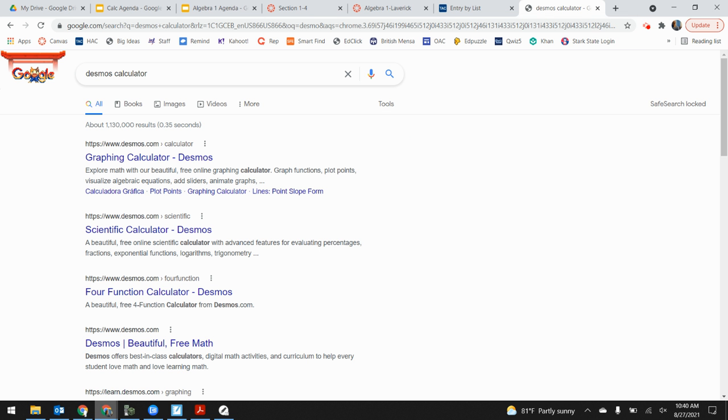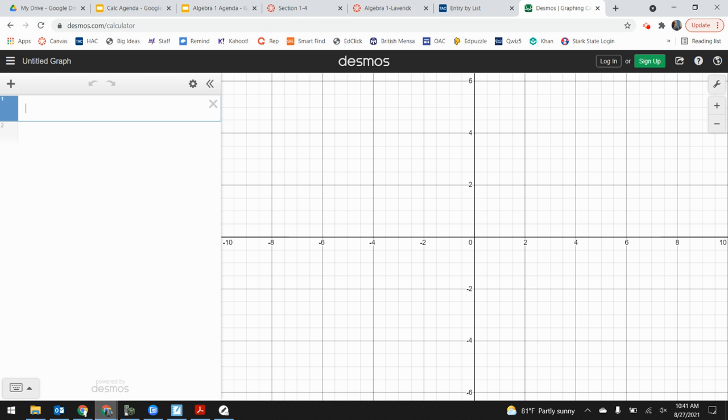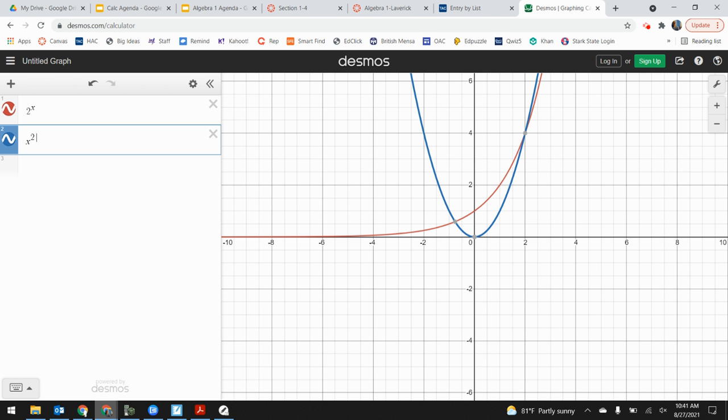Desmos. So I'm going to look at 2 to the x and then look at x squared. Now, if I'm only looking at, I think this is like a 10 by 10 graph almost, right? I guess I got -6 to +6 and -10 to +10.